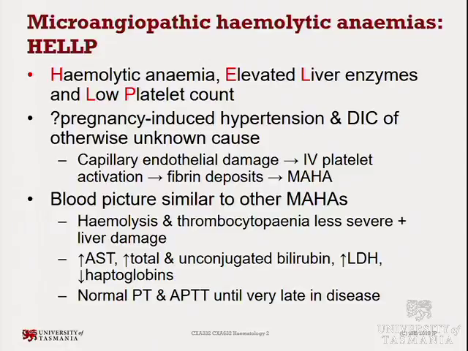And then the fourth of our primary microangiopathic hemolytic anemias is a condition called HELLP. And that stands for hemolytic anemia, elevated liver enzymes and low platelet count. So the thing that differentiates this condition from the other microangiopathic hemolytic anemias is the liver enzymes. Okay, so you get a similar picture except that you have liver damage. The hemolysis and the thrombocytopenia tends to be less severe, but we have liver damage as well. So that's the main difference there.